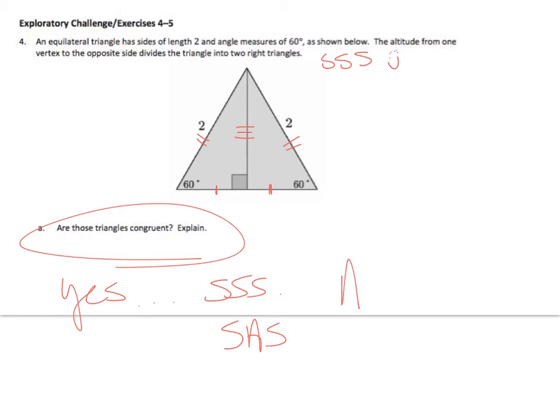I could also use angle, side, angle, because we're told that these are equal. Angle, side, angle, lots of different reasons. When we have an altitude of an equilateral triangle, we know that these are equal too. It's a pretty fun triangle to work with. So here we have 30 degrees. It's a 30, 60, 90 triangle. Let's go ahead and look at the next slide.